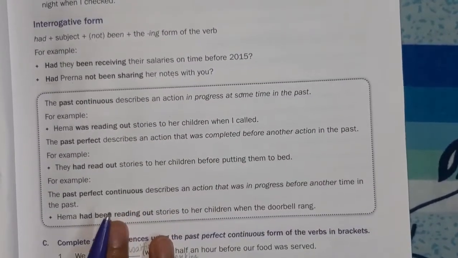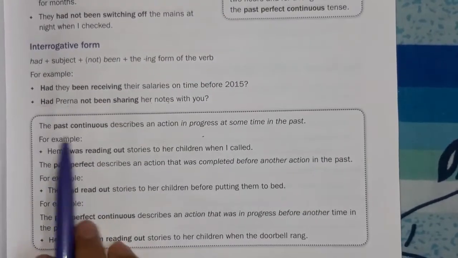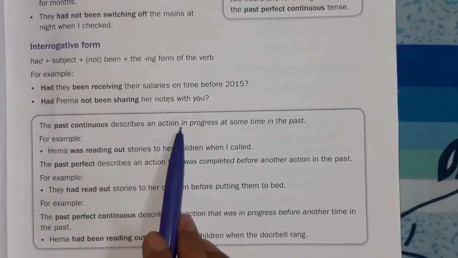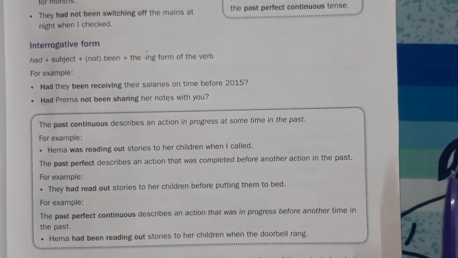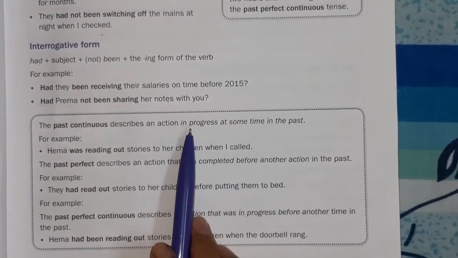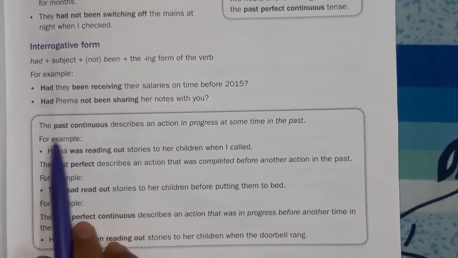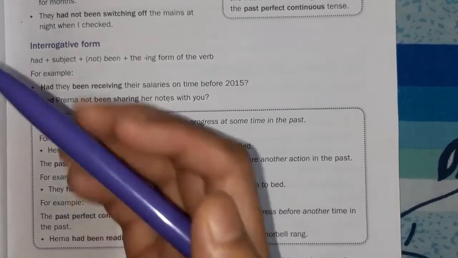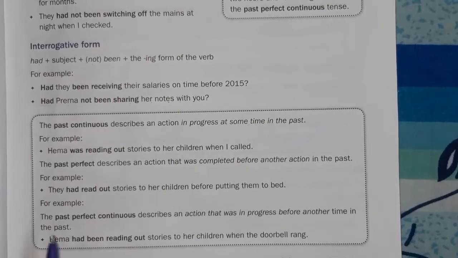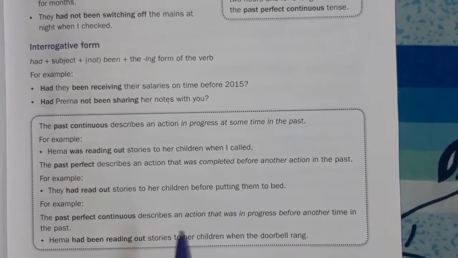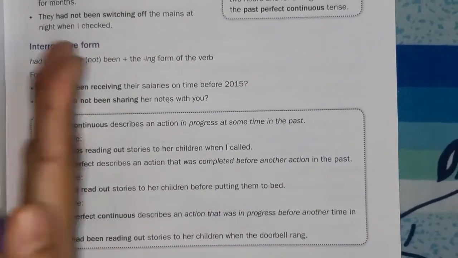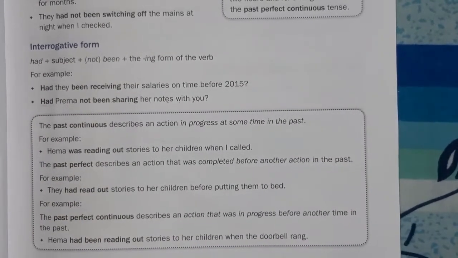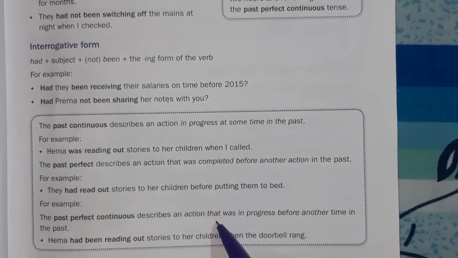Now let's see a quick explanation of past continuous, past perfect and past perfect continuous. So past continuous describes an action in progress at some time in the past. It also describes the work in progress but sometime in the past. Past perfect describes an action that was completed before another action started in the past. Okay, and the past perfect continuous describes an action that was in progress before another time in the past or another action started in the past. Okay, it is about completion, it is about continuation.